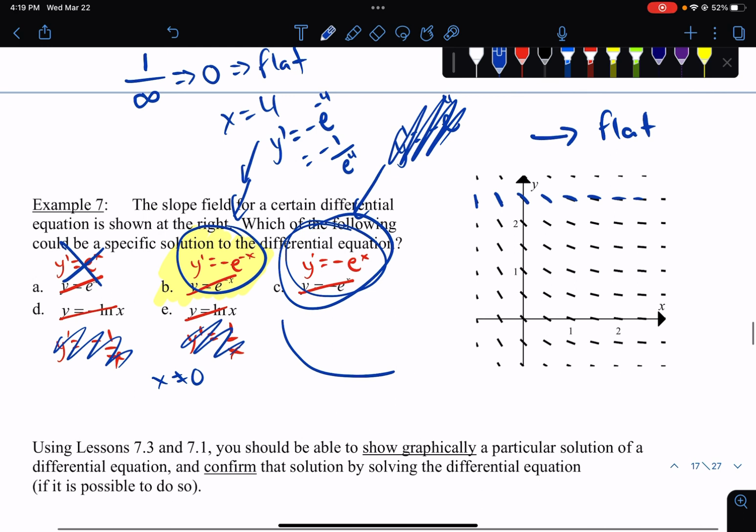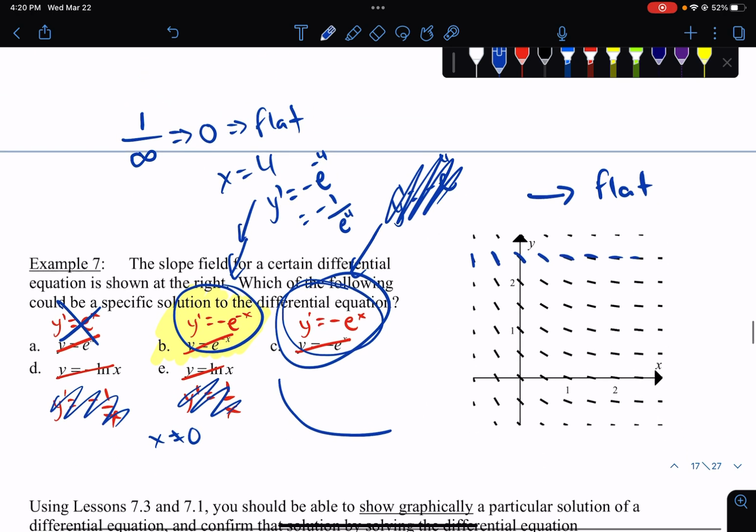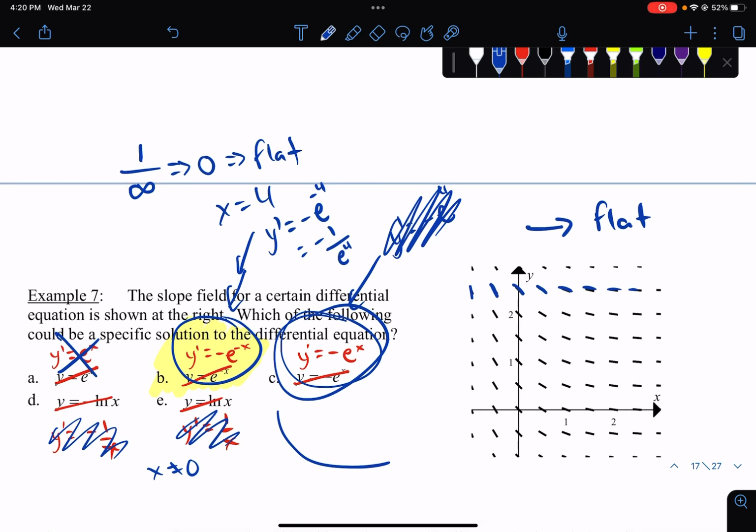So using 7.1, where we solved differential equations, and then using 7.3, where we showed graphically what the solution looks like, you can use those two aspects to confirm solutions for differential equations. You can use those to figure out which of the functions is the correct one, and which function matches the slope field. You get to use a little bit of 7.1 and 7.3.